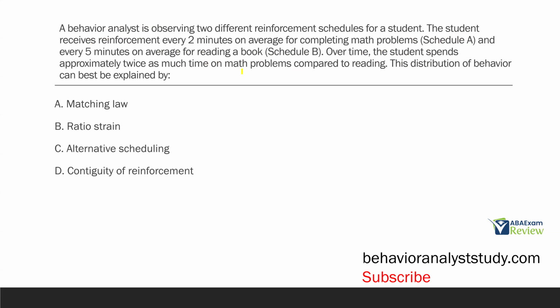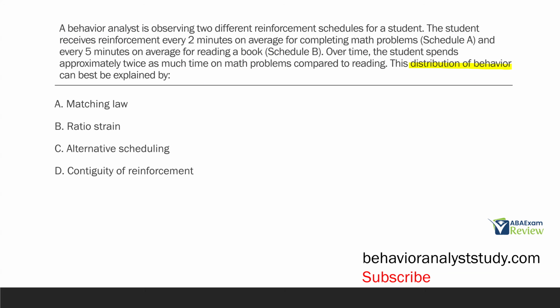A behavior analyst is observing two different reinforcement schedules for a student. The student receives reinforcement every 2 minutes on average for completing math problems and every 5 minutes on average for reading a book. Over time, the student spends approximately twice as much time on math problems compared to reading. This distribution of behavior can best be explained by what? Easy question here, if you're fluent, because this is basically a definition question disguised as something more complicated.